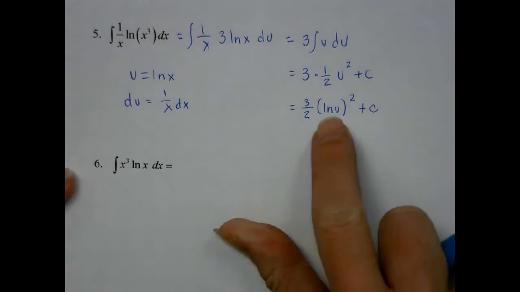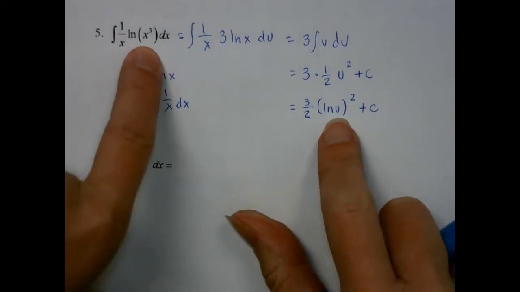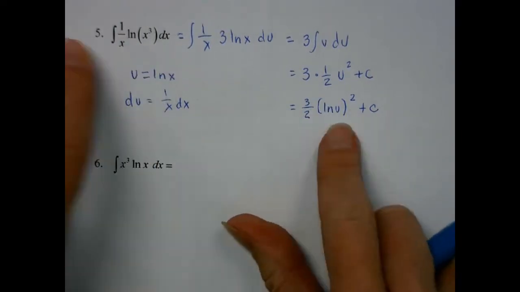Now, just to emphasize the difference, if the whole thing is squared, I can't bring that down. But if it's just the variable, then we can.